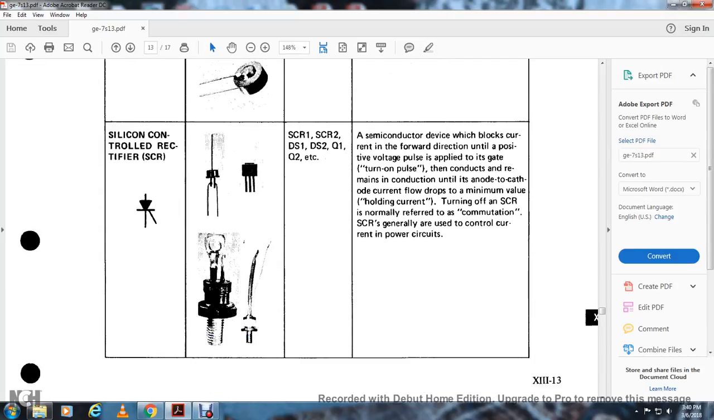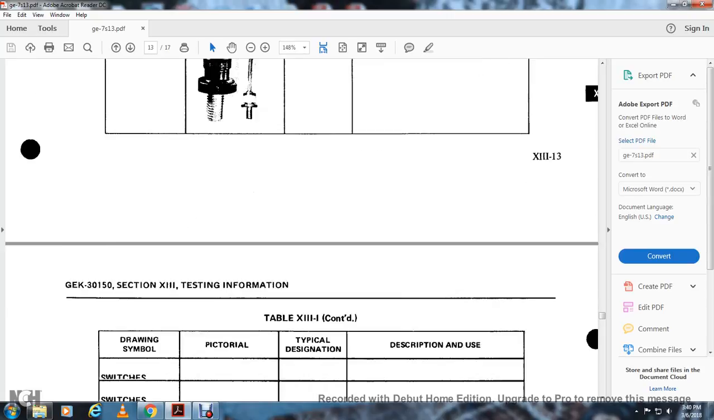Alright, your silicon controlled rectifier is a diode symbol with a line off of it. SCR1, SCR2, DS1, DS2, Q1, Q2. It is a semiconductor device that conducts current in the forward direction once a positive voltage pulse is applied to the gate terminal. The conduction remains until the anode-to-cathode current drops below the minimum holding current. Silicon controlled rectifiers are generally used to control current in power circuits.